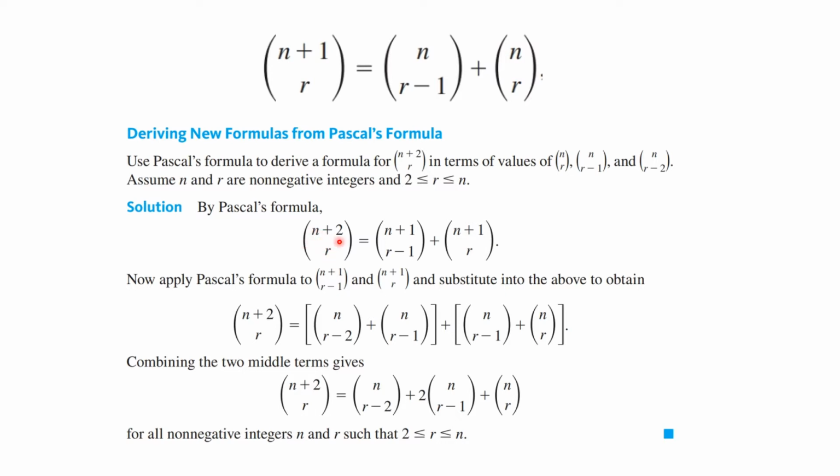we get that n plus 2 choose r is the same as n plus 1 choose r minus 1 plus n plus 1 choose r. If we apply Pascal's formula again to this one, we get that n plus 1 choose r minus 1 is n choose r minus 2 plus n choose r minus 1. And applying it to this one, n plus 1 choose r is n choose r minus 1 plus n choose r.